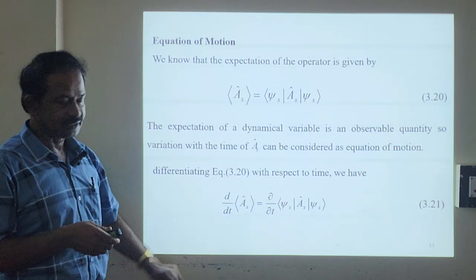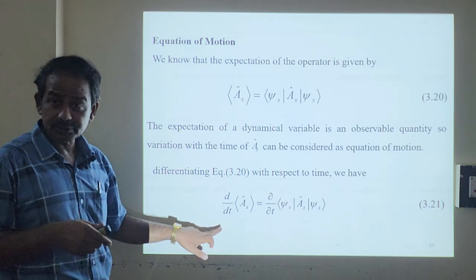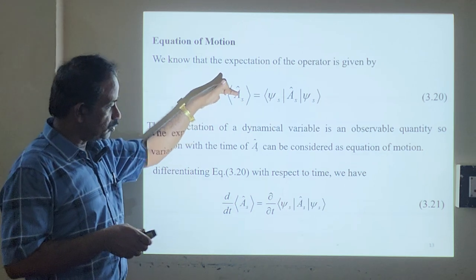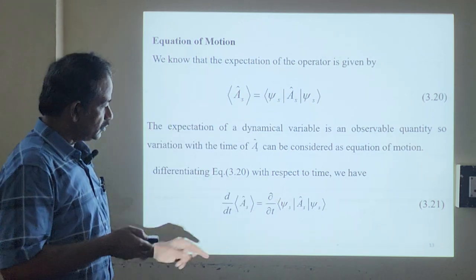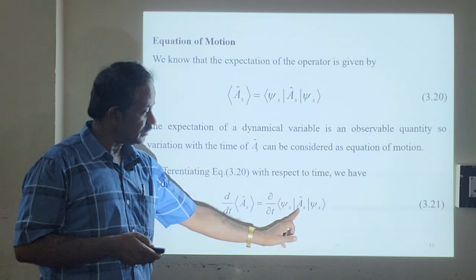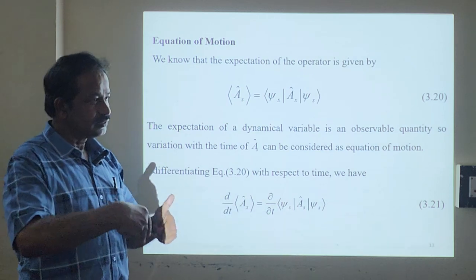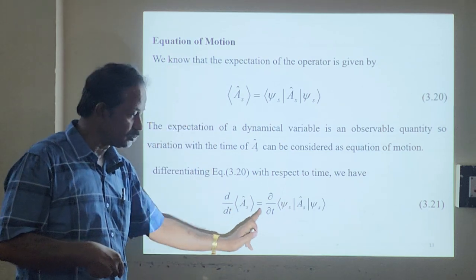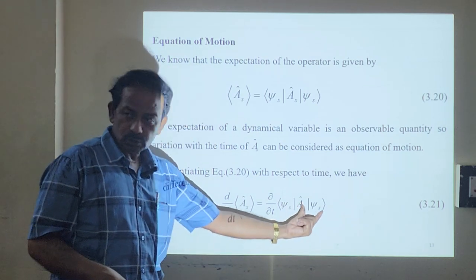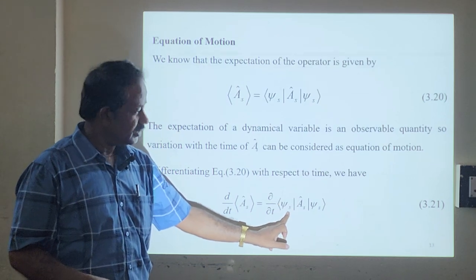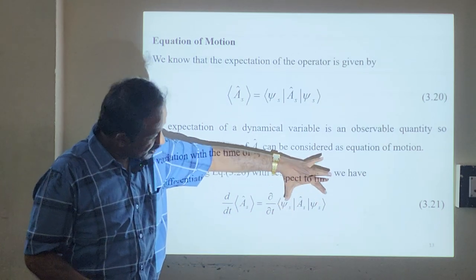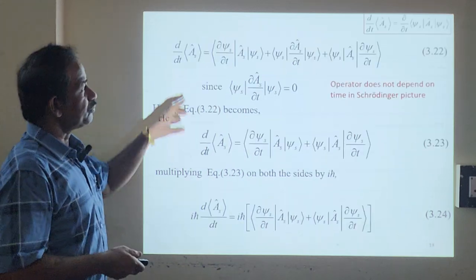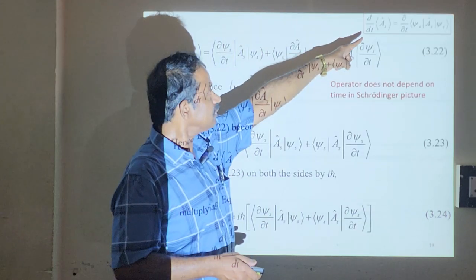So now we differentiate this with respect to time t. Our aim is to find the equations of motion. So you just differentiate this. We now have three variables: ket psi s, then bra psi s, and the dynamical operator. Now we are going to differentiate with respect to t. Keeping two of these constant, we differentiate the third one. So this is the idea. We have the equation.